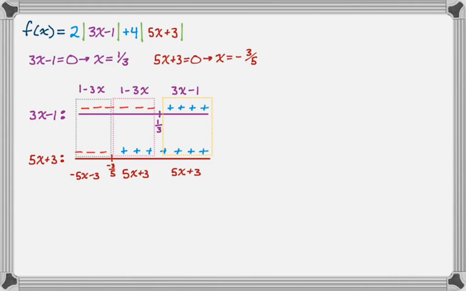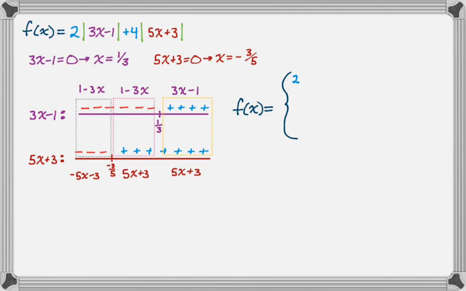Okay, so we're almost done, but now we have to write our piecewise function. I'm going to start with f of x equals. There are going to be 3 branches because there are 3 distinct regions that we're dealing with. First, in the original f of x, there's just a 2 in front of the absolute value of 3x minus 1, so that's just going to be there.